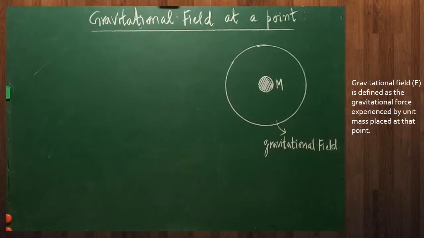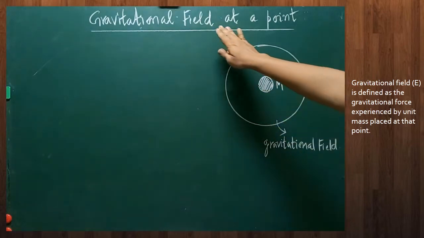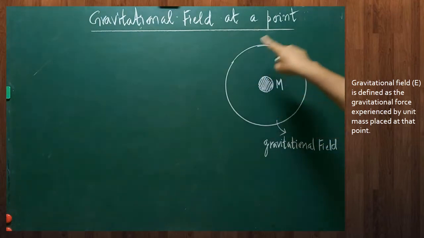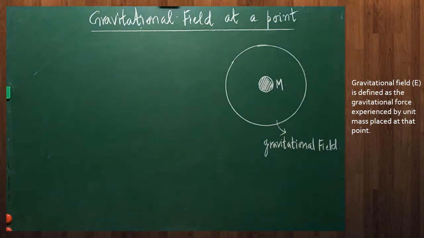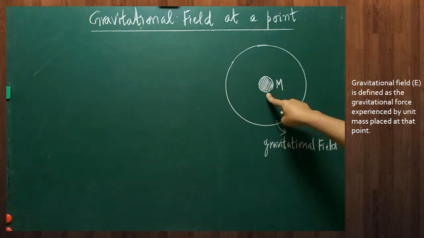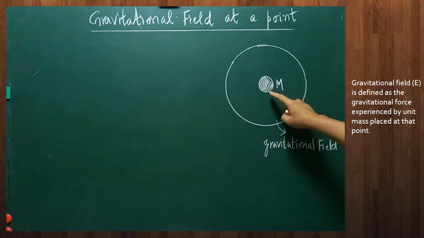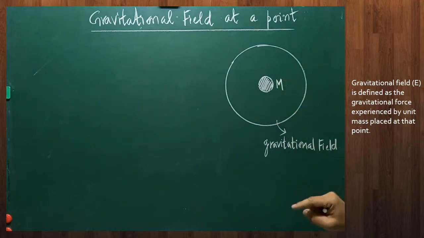Today we are going to learn the meaning of the gravitational field at a point. We are going to derive the expression for gravitational field at a particular point within the gravitational field. Here I have taken a mass. Since the mass is bigger like Earth, the mass can be taken as capital M.